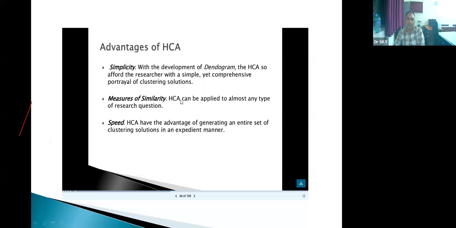Measure of similarity. Hierarchical cluster analysis can be applied to almost any type of research question. And speed, obviously, because we make the dendrogram. Hierarchical cluster analysis has the advantage of generating an entire set of cluster solutions in an expedient manner. We can see all the possible numbers of clusters because we start from single-member clusters and go to one. So we have an idea of how many clusters should be made.